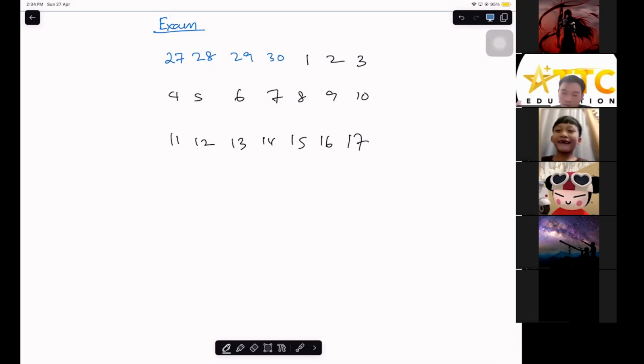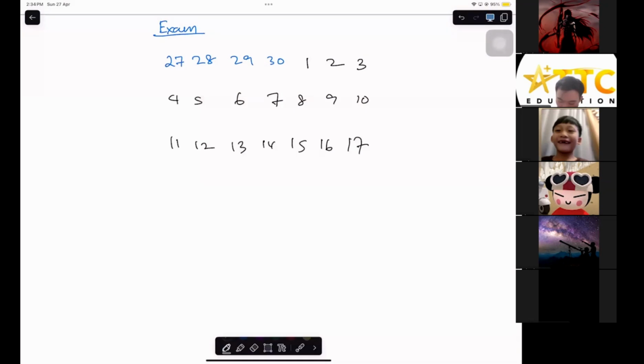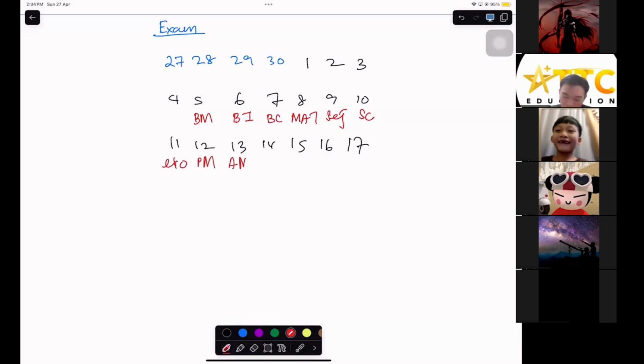Okay, so take the very prudent way. Let's say your exam is somewhere around here. BM, BI, KBC, Maths, Sejarah, Science, or Bio or something. Then Eco, then Moral, PM, and then MMaths, Biochem, Physics, etc. Anything I'm missing out? 1, 2, 3, 4, 5, 6, 7, 8, 9, 10, 11. Okay, my own subject. Oh my goodness.